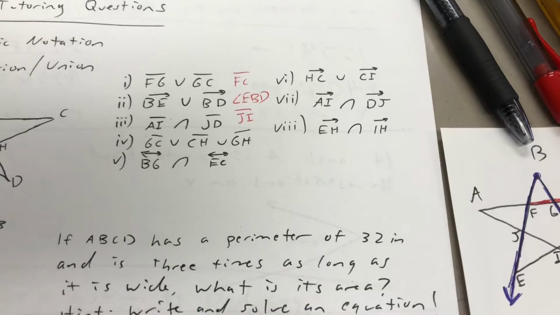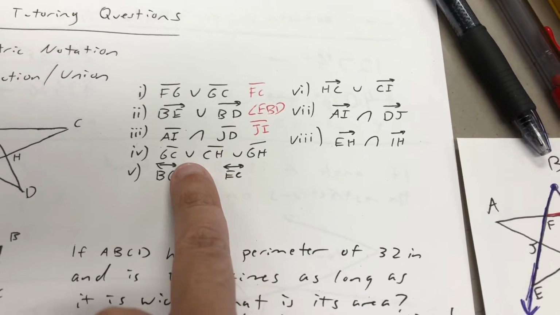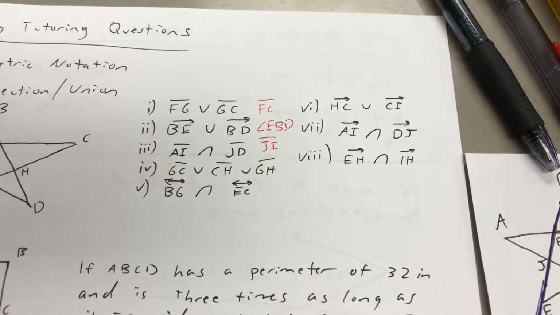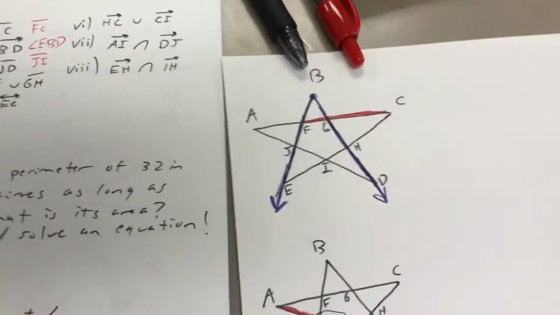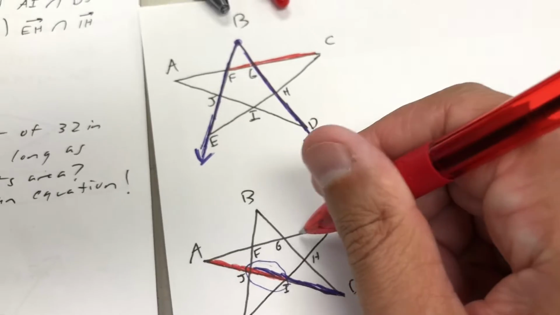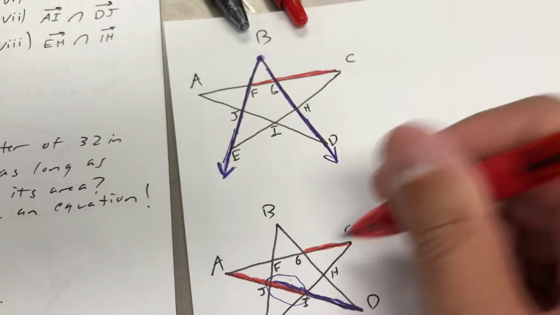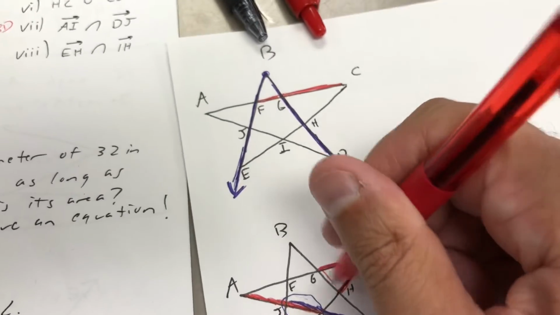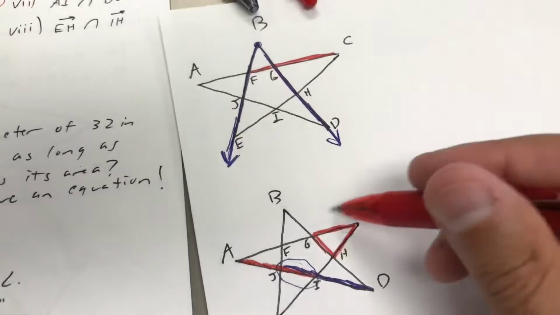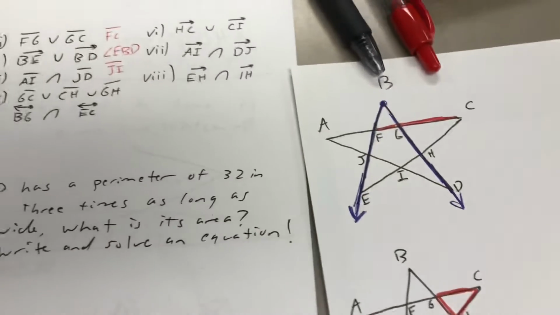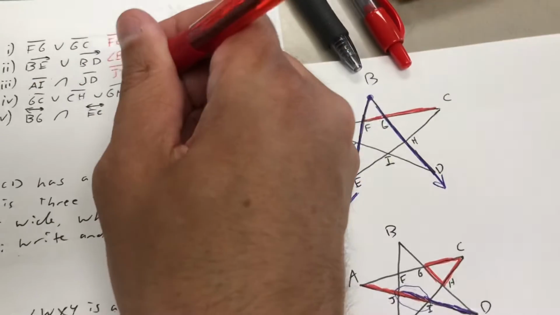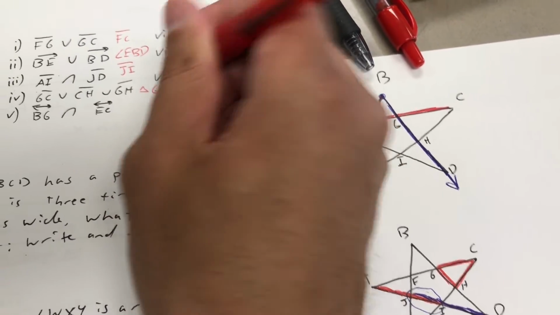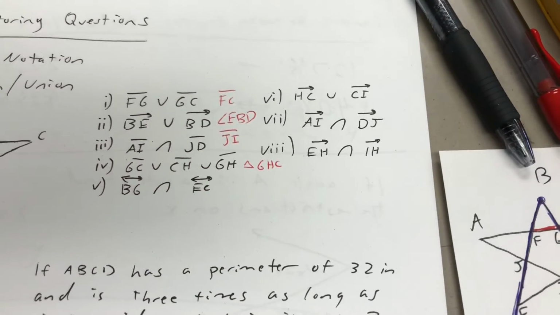Next one's another union. It's the union of GC, CH and GH. And so again, you just need one color for that. So GC is right here, and then we're doing CH, which is right here, and we're doing GH right there. What did I create there? I created a triangle, and you can name that triangle any way you want to with 3 points. We'll call it triangle GHC, but any order on those 3 letters is fine.